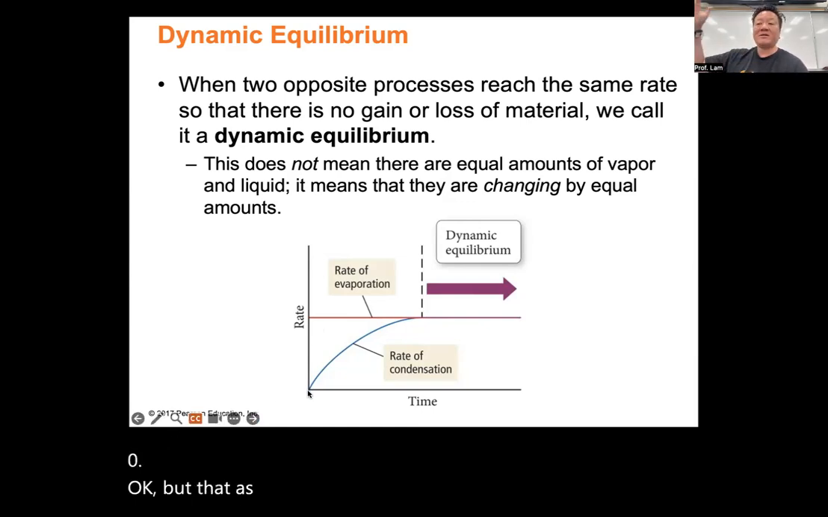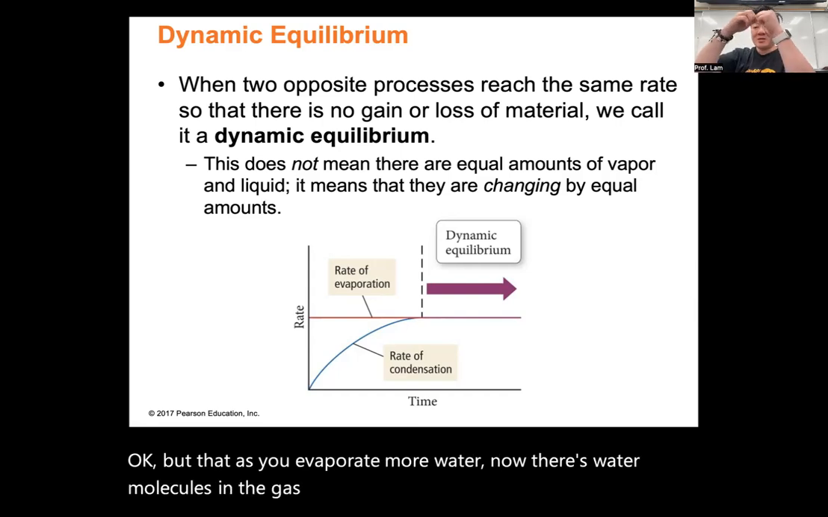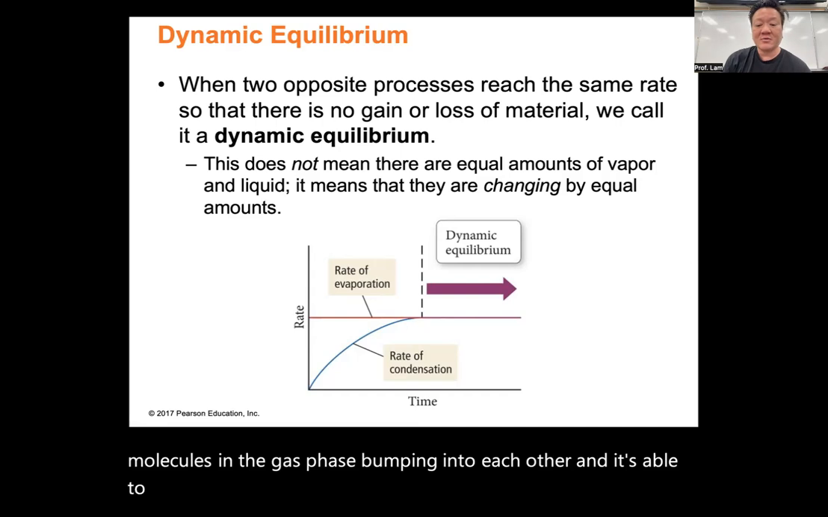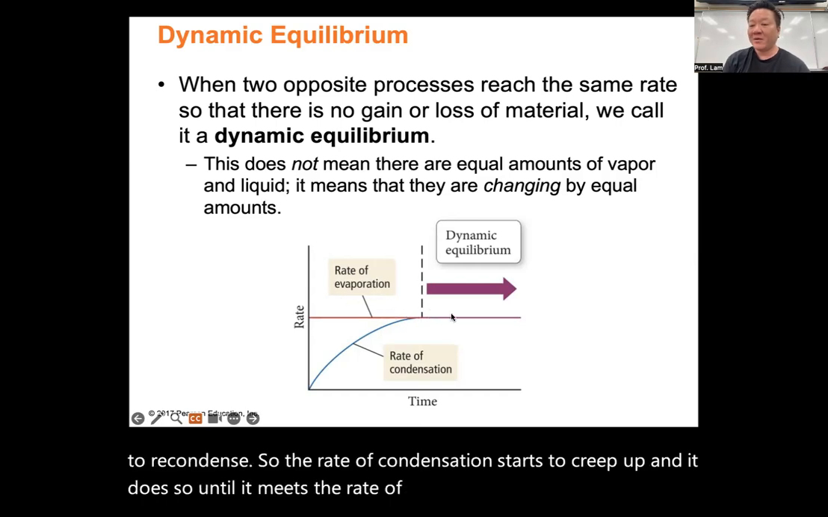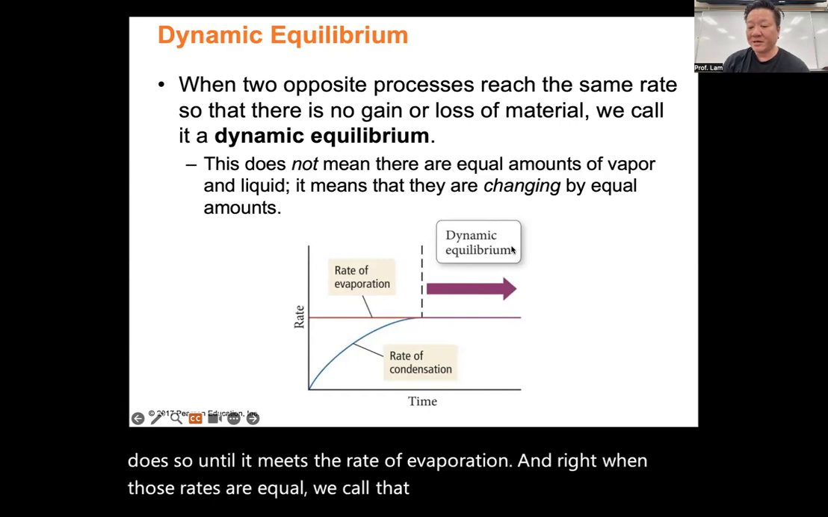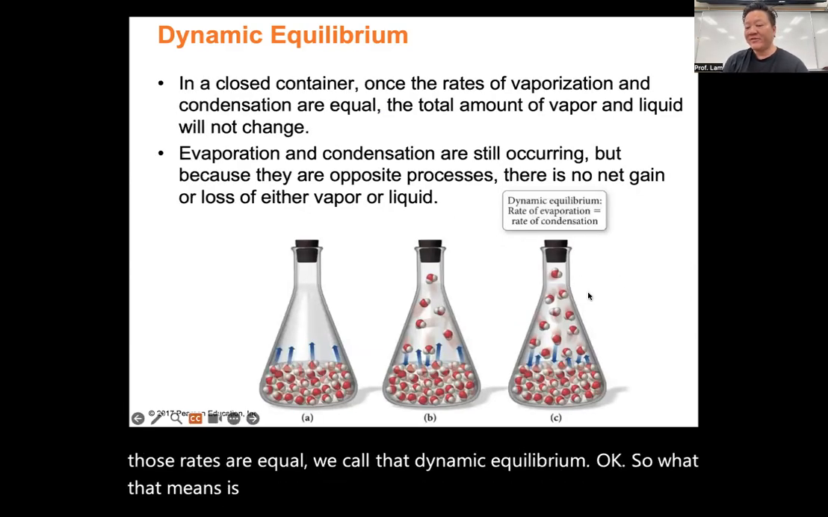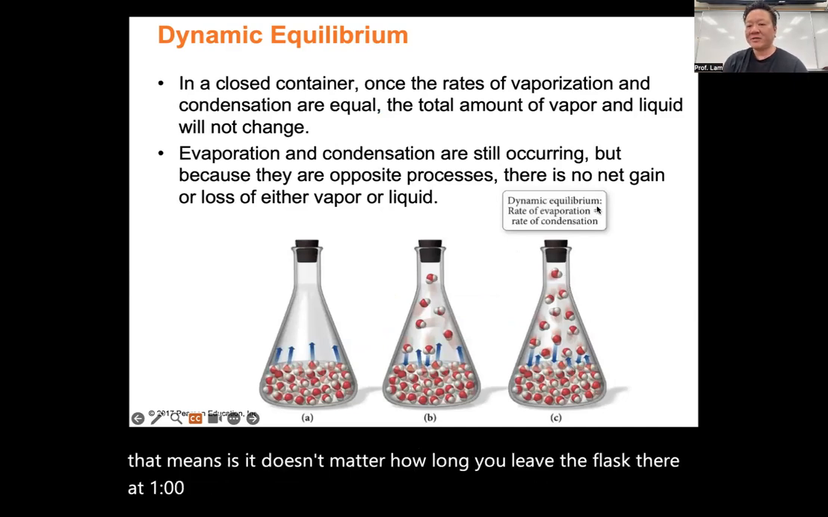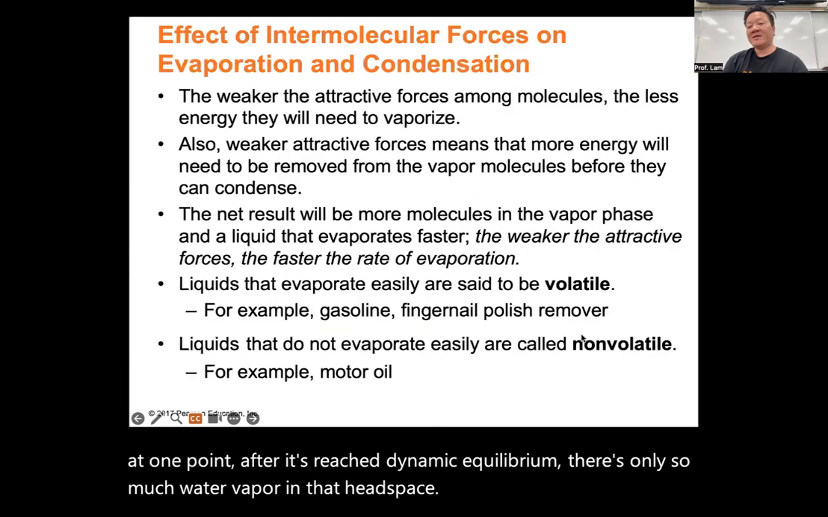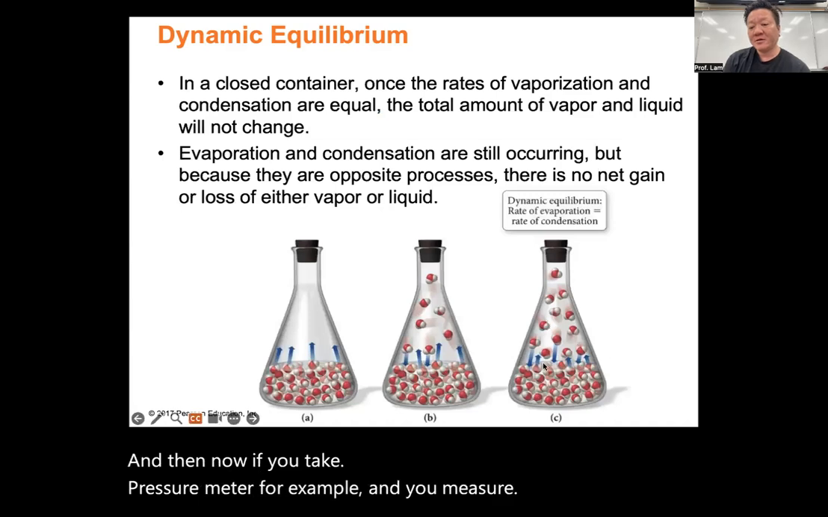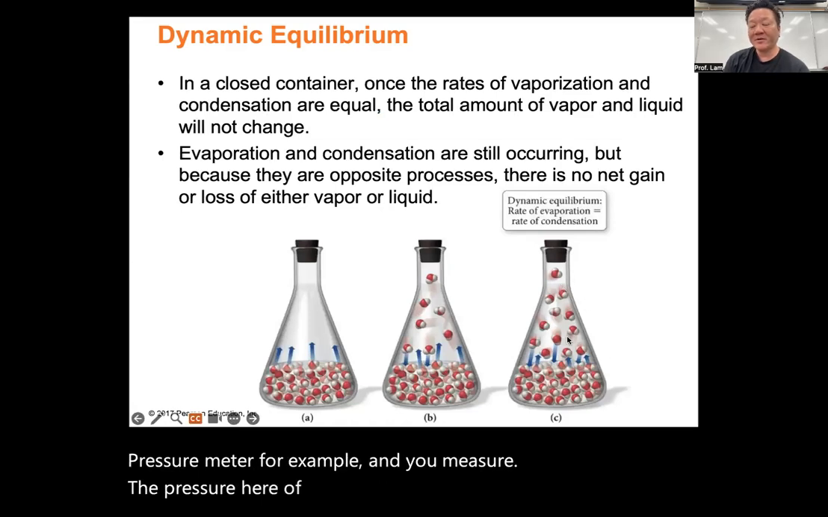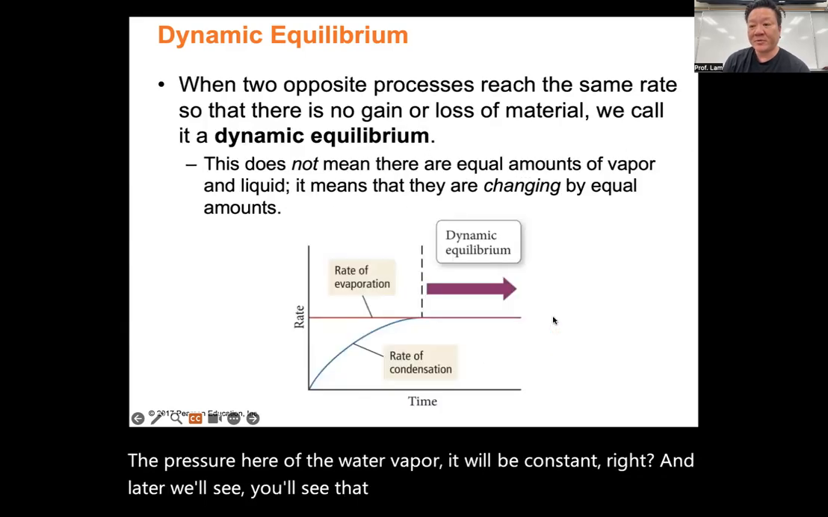But then as you evaporate more water, now there's water molecules in the gas phase bumping into each other and it's able to recondense. So the rate of condensation starts to creep up. And it does so until it meets the rate of evaporation. And right when those rates are equal, we call that dynamic equilibrium, okay? So what that means is it doesn't matter how long you leave the flask there. At one point, after it's reached dynamic equilibrium, there's only so much water vapor in that headspace, okay? And now if you take a pressure meter, for example, and you measure the pressure here of the water vapor, it will be constant, right? And later you'll see that we call that the vapor pressure of water, right?